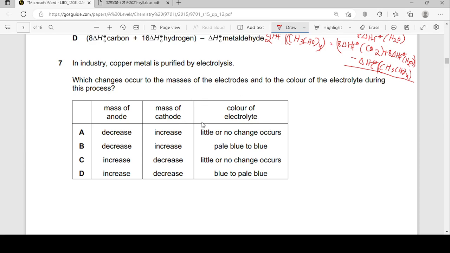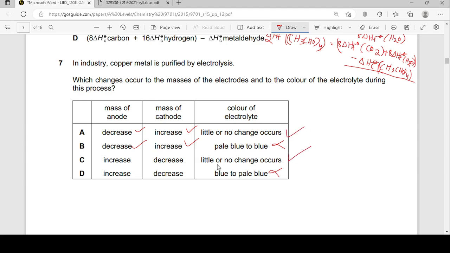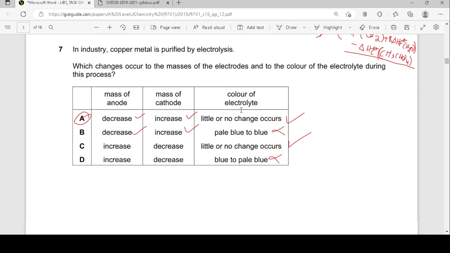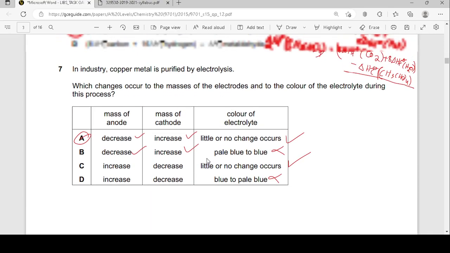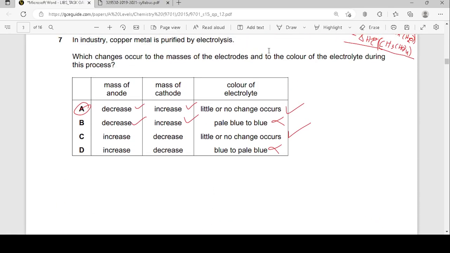So basically, mass of cathode should increase. Mass of anode should decrease. And the color of electrolyte, why would it change from pale blue to blue? I don't think it would, so it's just little or no color change occurs, really. You don't really need to worry about this too much because it's not even in AS anymore, but actually I think it's IGCSE knowledge. Sometimes these kinds of questions are annoying, but anyways, it's more A2, not AS, so don't worry.